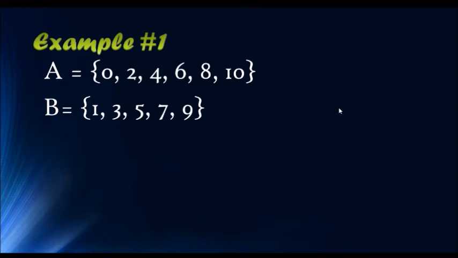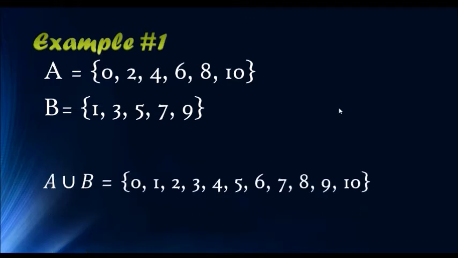Let's have an example. We have your set A and your set B. Now, let's try to find A union B. Okay, so A union B is this one. So we have your 0, 1, 2, 3, 4, 5, 6, 7, 8, 9, 10. This is their union because you're just going to combine the two sets.